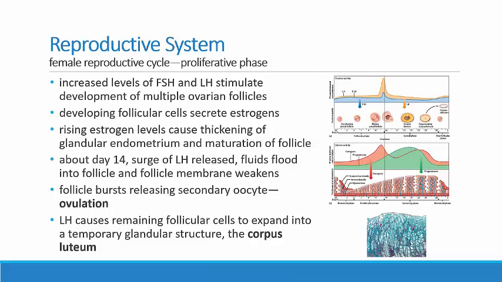And then somewhere around day 14 we see a really great increase in luteinizing hormone being released from the anterior pituitary gland. And that's when fluids flood into the follicle, the membrane weakens, it stretches, and eventually it bursts, releasing the secondary oocyte. So over the course of the first 14 or so days of the cycle, the primary oocyte has completed its first round of meiosis, and it is now midway through the second round of meiosis, and so it's a secondary oocyte at ovulation.